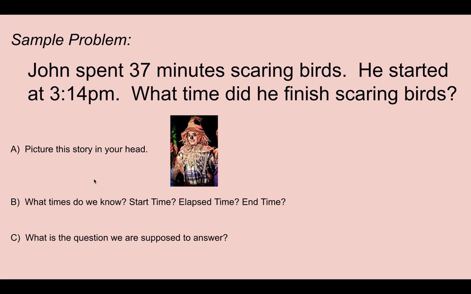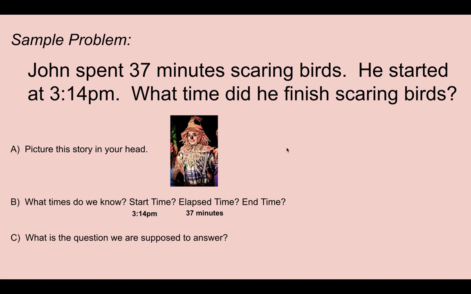All right, next. What times do we know? Do we know the start time? Well, it says he spent 37 minutes scaring birds. That's not the start time. He started at 3:14. So our start time should be 3:14. Our elapsed time, what time it took from beginning to end. Well, it says John spent 37 minutes scaring birds. So from beginning to end, he spent 37 minutes scaring the birds. So our elapsed time would be 37 minutes.